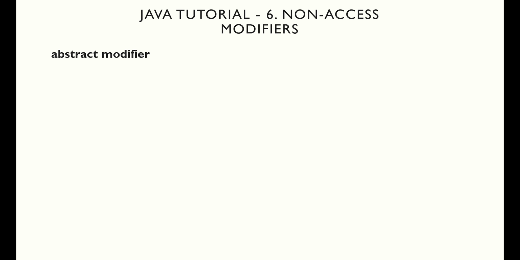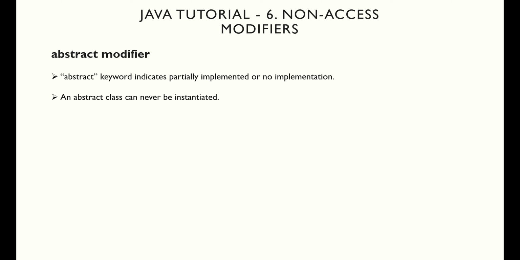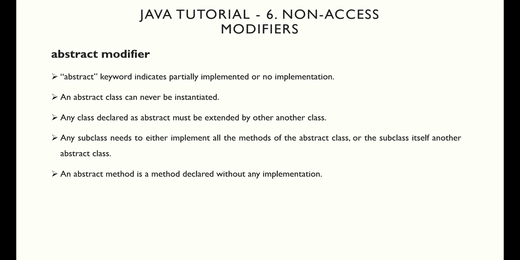Abstract modifier. From the word itself, we can understand that these are not complete implementations. The abstract keyword indicates partially implemented or no implementation. Classes and methods can be declared as abstract. Variables and constructors cannot be declared as abstract. Java does not support abstract variables or constructors.